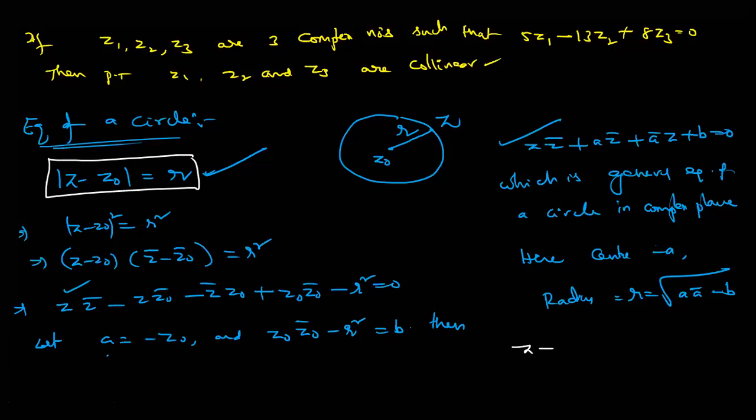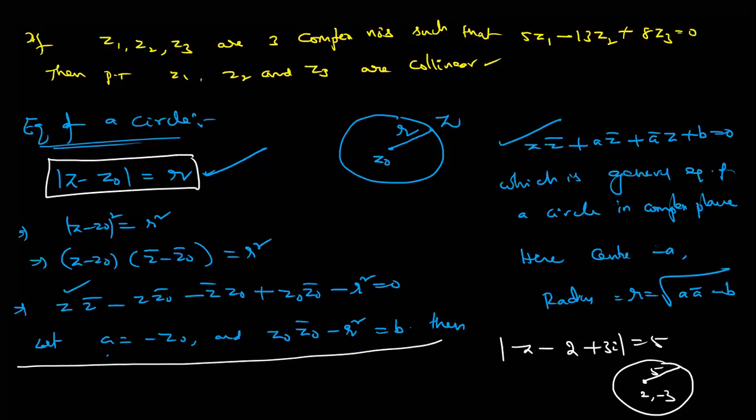Sometimes they ask like this: modulus of Z minus (2 plus 3i) is equal to 5. What is the meaning? What is the center? Do you know? That is 2 comma minus 3. Radius is 5. Sir, how are you writing this one? Simply here, I'm writing C. You can verify whether it's forming a circle or not, get ready.